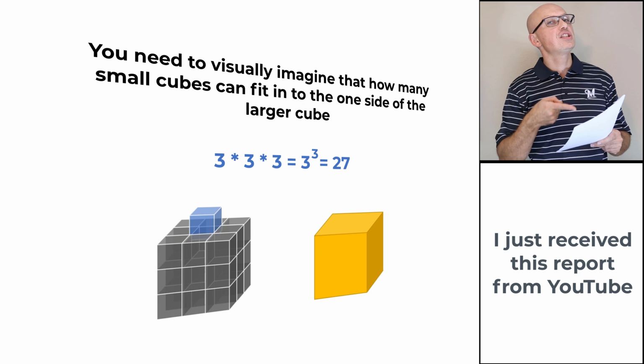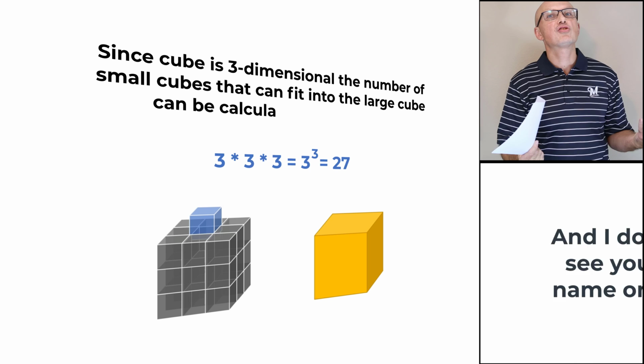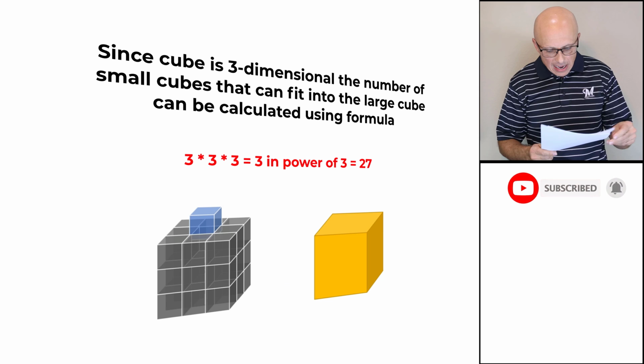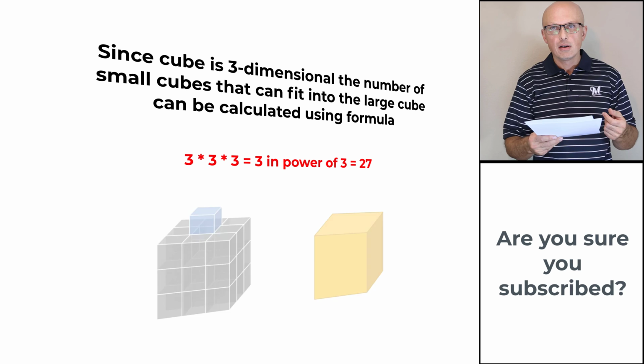Since a cube is three-dimensional, the number of small cubes that can fit into the large cube can be calculated using the formula 3 multiplied by 3 multiplied by 3 equals 3 cubed equals 27. So the correct choice here is choice C, 27.